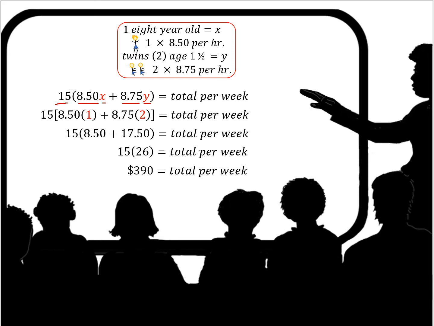So we start by replacing our variables. We have one child, that's our x value, and we have 2 children that are our y value. When we use our order of operations, we know that we need to do what's in parentheses first. So we end up with $8.50 plus $17.50, and we add those because they are in parentheses. We get 26, and then we multiply that times the 15 hours, and we get $390 per week.